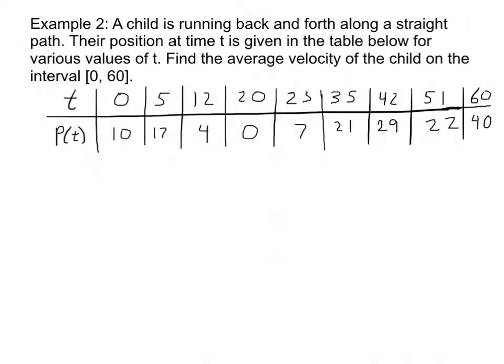So next example. A child is running back and forth along a straight path. Their position at time t is given in the table below for various values of t. Find the average velocity of the child on the interval from 0 to 60. This question is asking the same thing: it's asking you to find the average velocity. Again, we have two possible options. We could either find the average value of a velocity function, or I could understand that velocity means the rate of change of position.